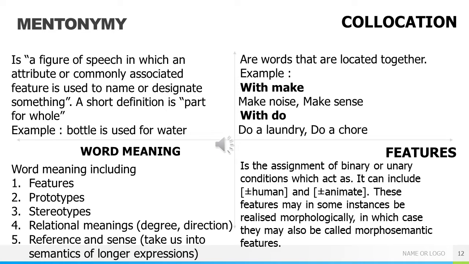Word meaning including features, prototypes, stereotypes, relational meanings, degree, direction, reference, and sense takes us into the semantics of longer expressions. Features is an assignment of binary or unary conditions, which can include human and animate. These features may in some instances be realized morphologically, in which case they may also be called morphosemantic features.